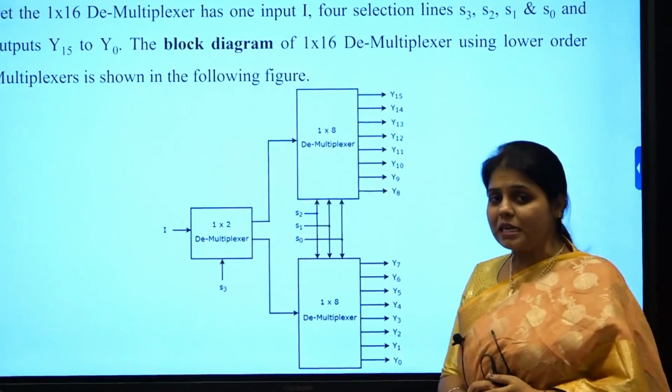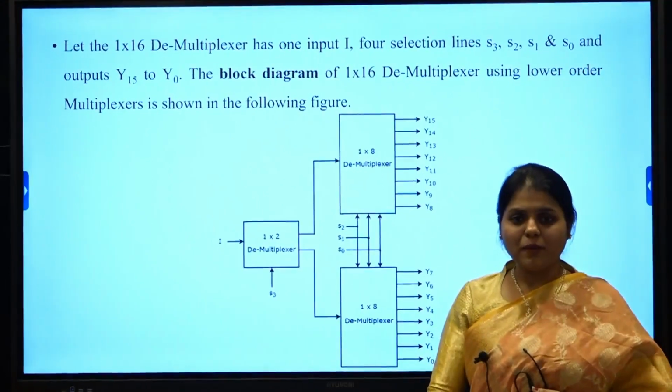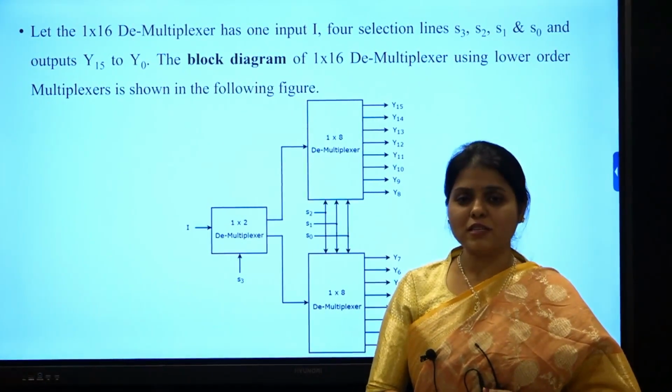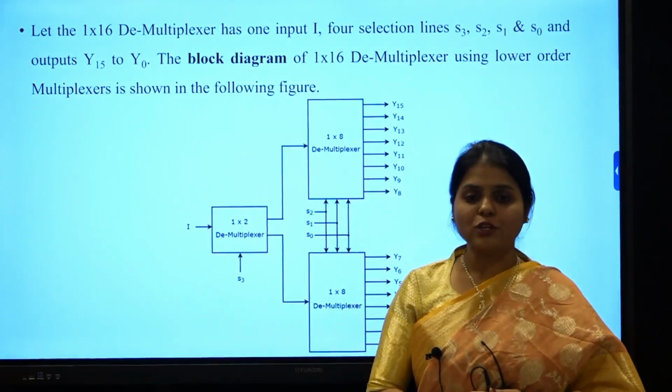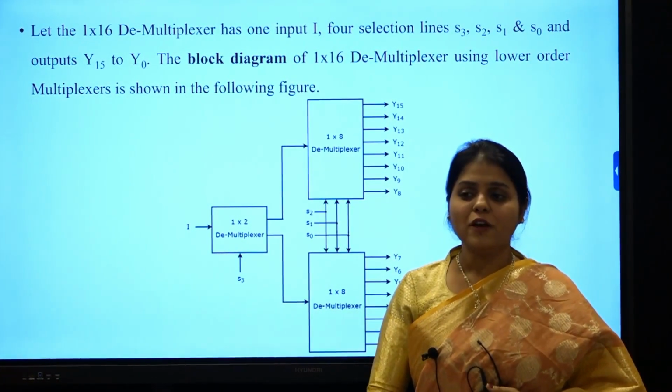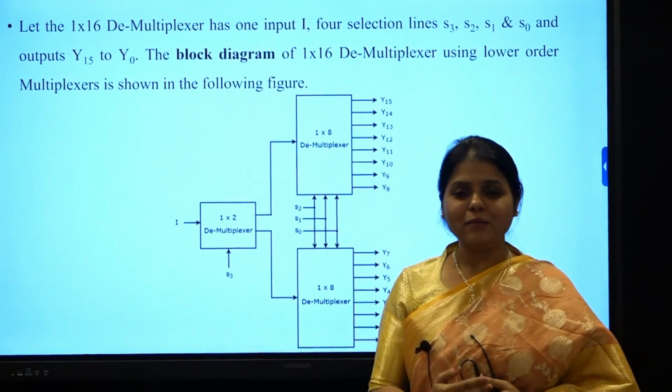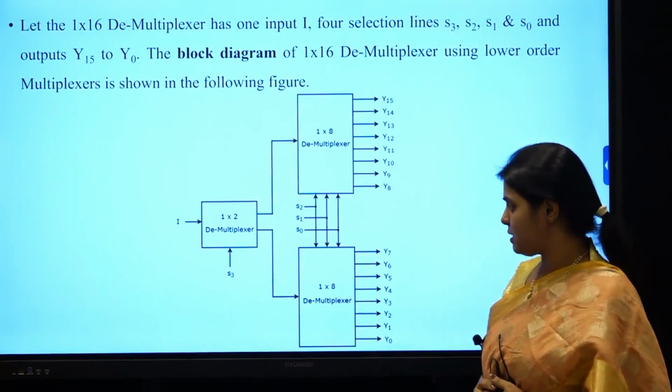Today in the class we have discussed what multiplexers are, the 2/1, 4/1, 8/1 and 16/1 multiplexers. Along with that, we have seen the reverse functionality of multiplexers, which are demultiplexers. We have seen the 1/4 demultiplexer, 1/8 demultiplexer and 1/16 demultiplexer.